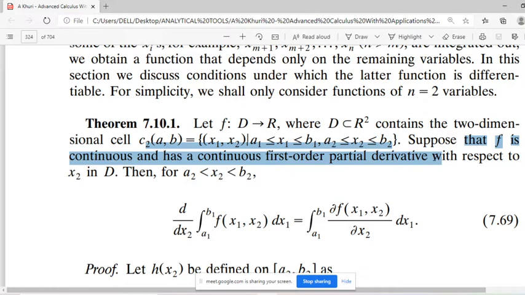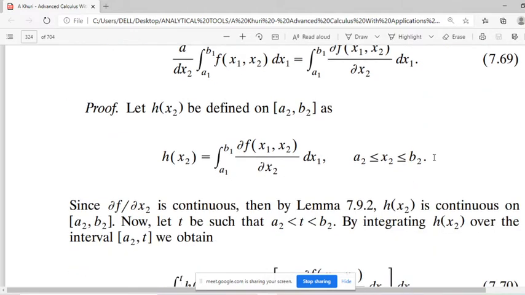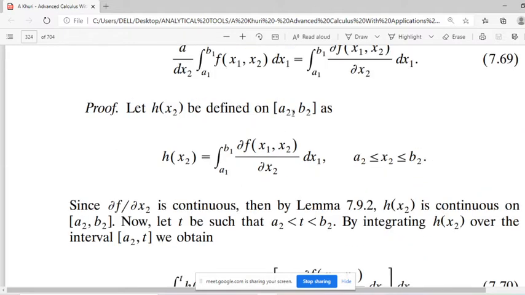Okay, let us go to the proof. It is a very simple proof. If you have an idea about continuity and differentiability, then it is very easy to prove. Let h of x2 be defined on the closed interval a2 comma b2 as h of x2 equals the integral from a1 to b1 of dou f of x1, x2 by dou x2 dx1. So this is h of x2. We are given in the theorem that the partial derivative, dou f by dou x2, is continuous. So that information can be used here.